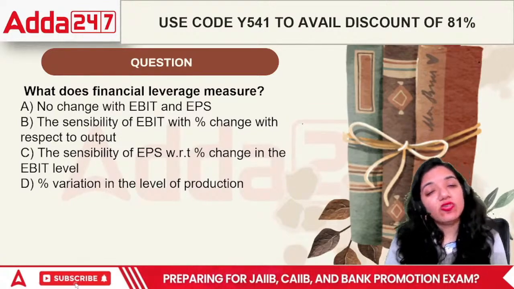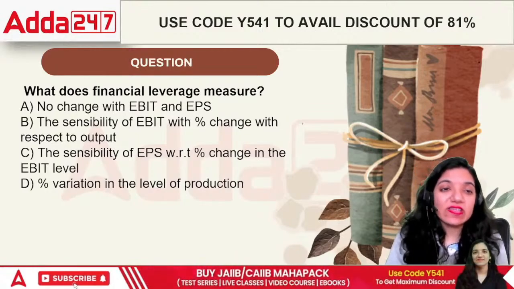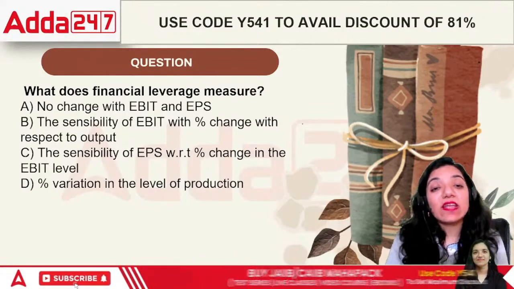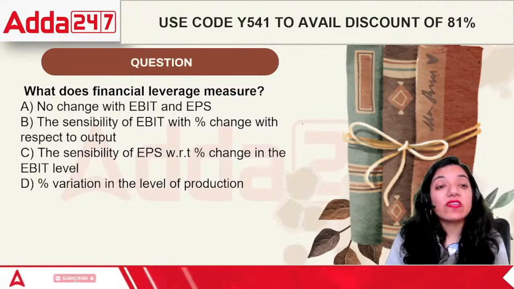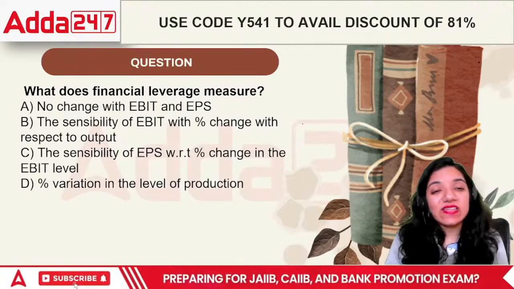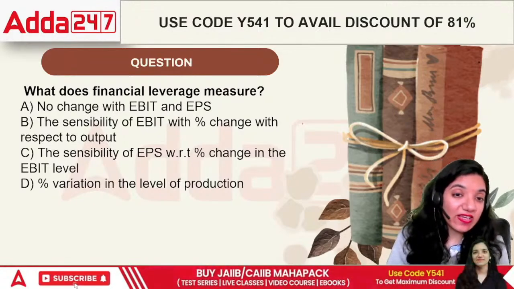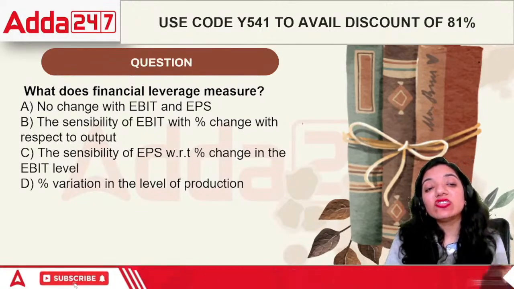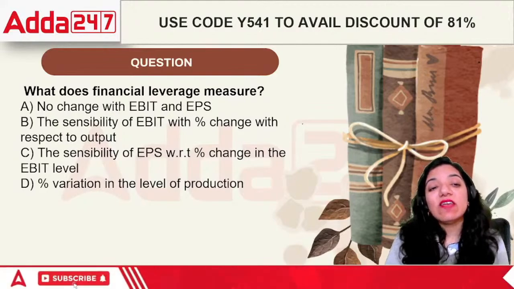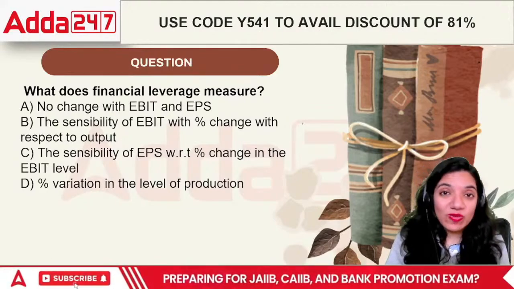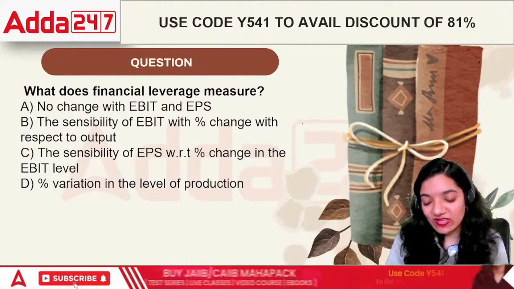So first is no change with EBIT and EPS. The sensitivity of EBIT with percentage change with respect to the output. The sensitivity of EPS with respect to percentage change in the EBIT level, or the percentage variation in the level of production. What do you mean by financial leverage there?